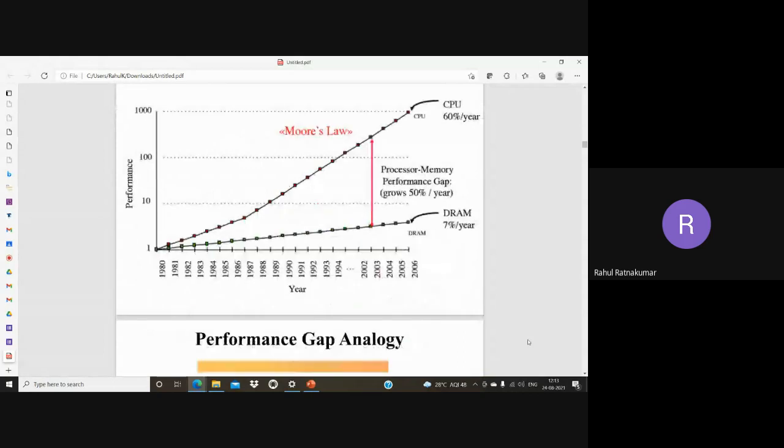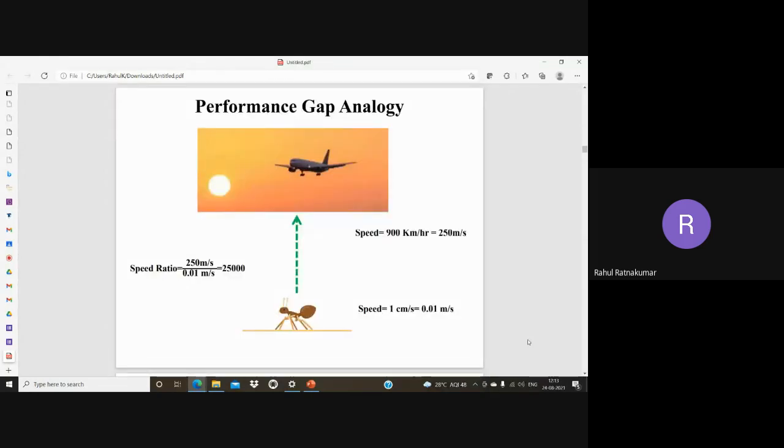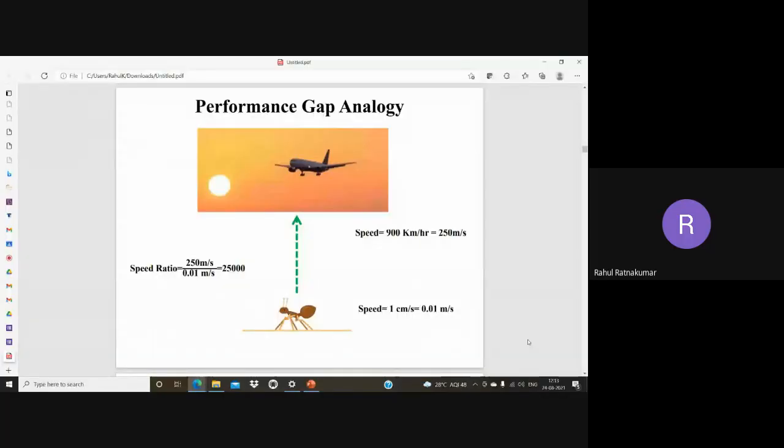This is a slight example of a speed analogy. You can see an aircraft and an ant. The aircraft is going at very high speed, 900 to 1000 kilometers per hour, but the ant is going at a speed of a few centimeters per second, even 1 centimeter per second at the maximum. So how will an ant interface with the aeroplane? For example, the ant is on the ground, and the aeroplane takes off into the sky.